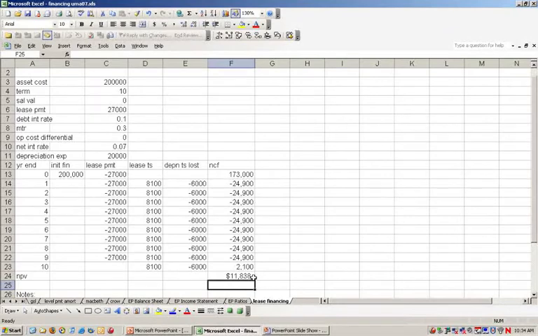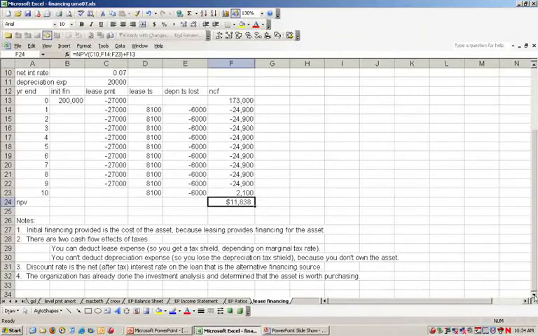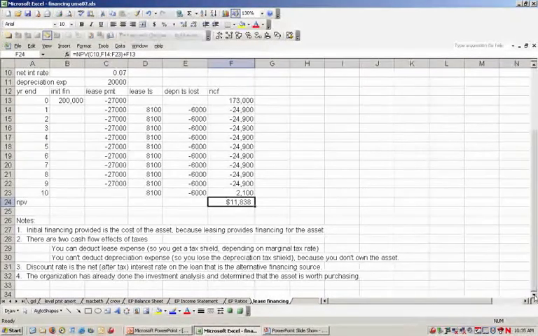The interpretation of this positive $11,838 is that lease financing provides more cash than debt financing, or provides $11,838 more cash. Another interpretation is that lease financing increases the value of the firm by $11,838. Still another interpretation is that the interest rate implicit in the lease contract is lower than the effective interest rate on the debt financing option.